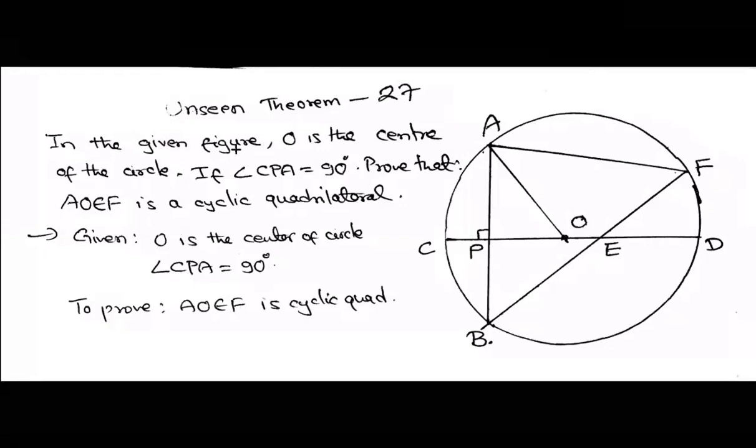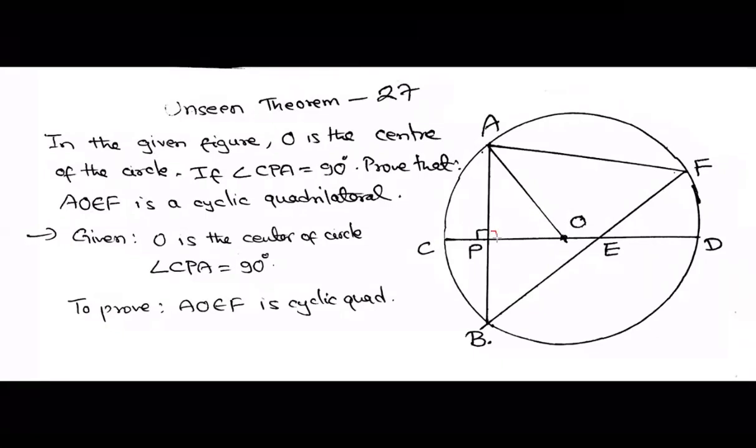So in the given figure, O is the center of the circle. So if CPA, this C, this P, and this A, is 90 degrees as given over here, always remember the next angle. This is a vertical opposite angle. All these angles are going to be equal to 90 degrees, because a straight line is 180 degrees, and 180 minus 90 is going to be 90. So this angle and this angle, all angles are going to be 90 degrees. Okay, so remember that. And next one, what is given over here?